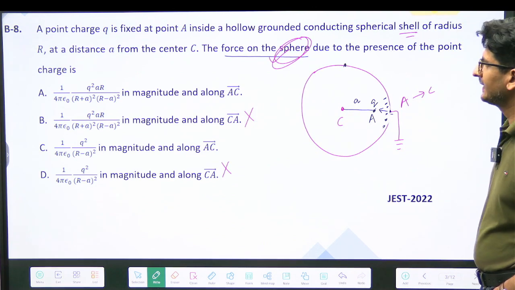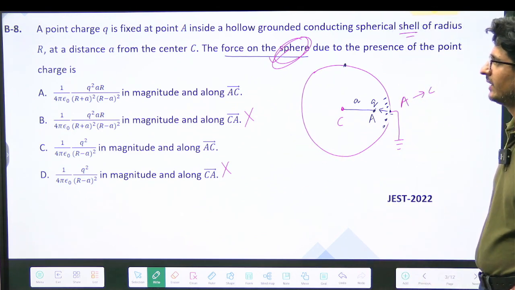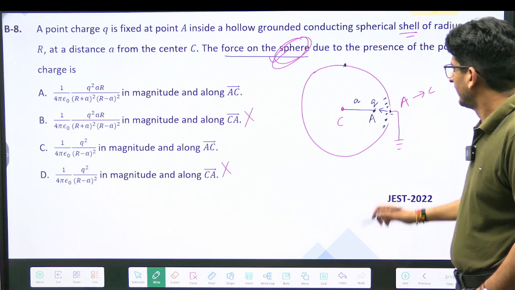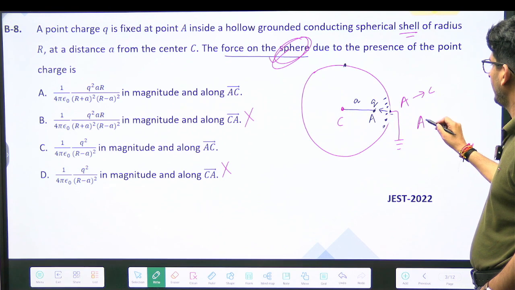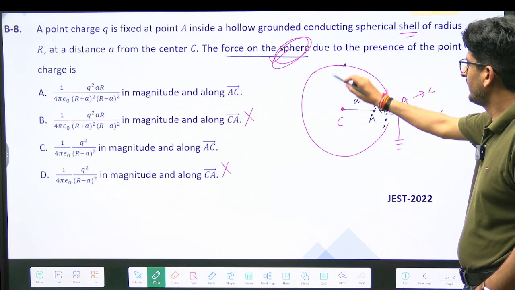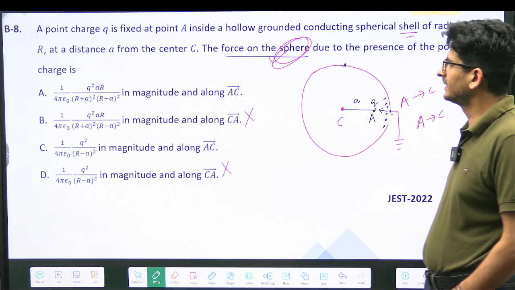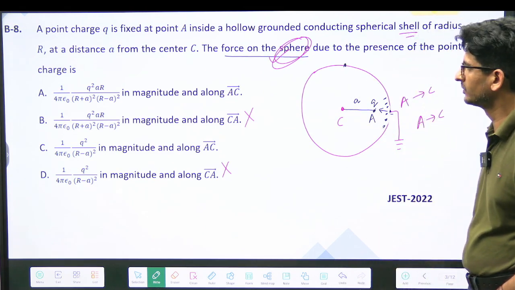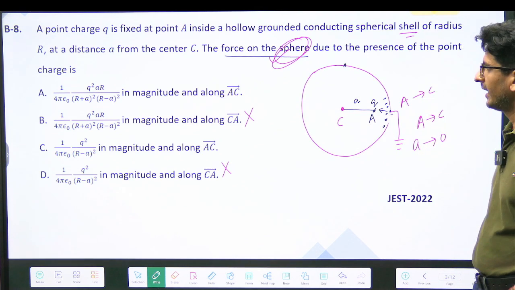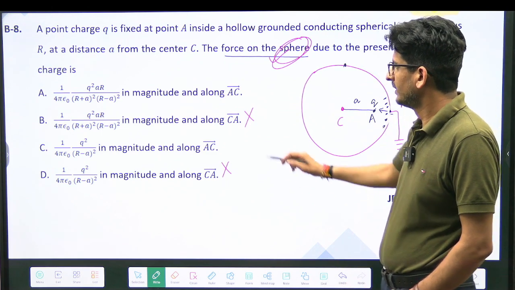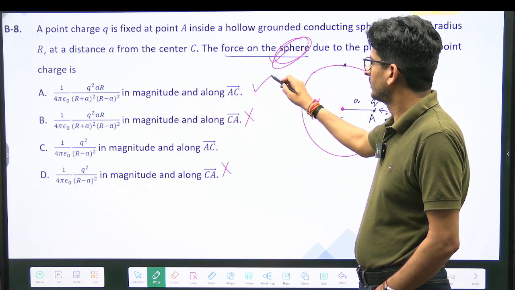And another thing is that we can go into the image problem and calculate the exact value, but there is a trick that if this Q comes to C, so that means if A point goes to C, it will become completely symmetrical and the sphere will be attracted towards the center. That means there will be no net force. So if I put A is equal to 0, I should get the force to be 0. So between them, if I put A is equal to 0, this will become 0. So this is the correct answer.